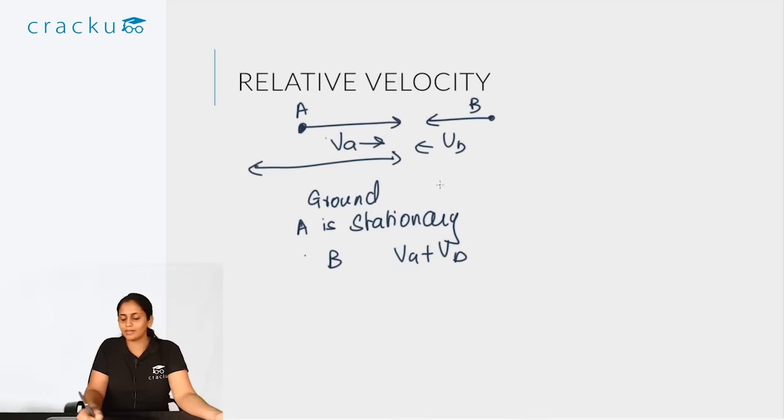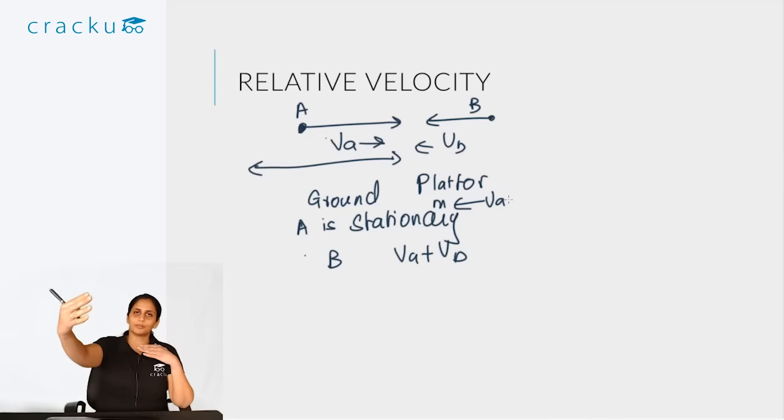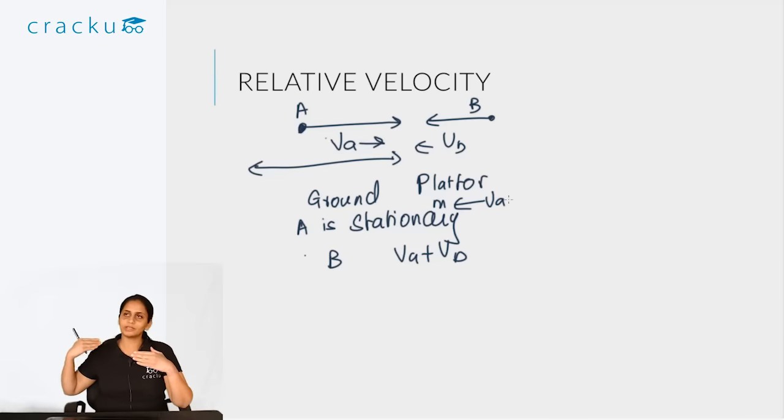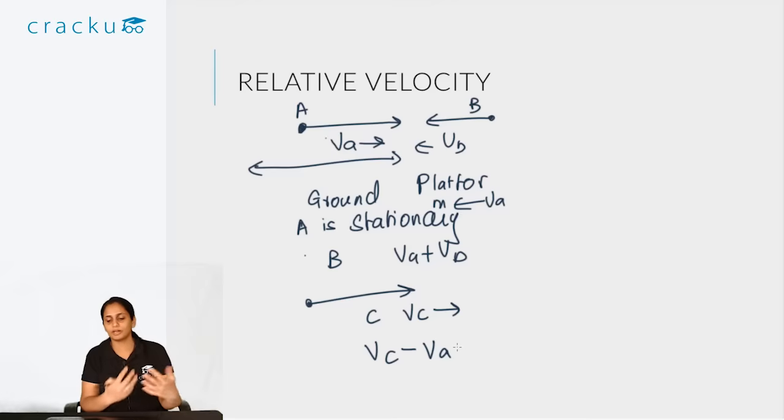If somebody is standing on the platform, that person is approaching you at the speed of VA. So essentially you transfer your speed to other people. If somebody is approaching you, that person's speed becomes their own speed plus VA. If somebody is moving in the same direction as you, say another person C moving in the same direction with speed VC, then his effective speed will become VC minus VA. This is the basic concept of relative velocity.